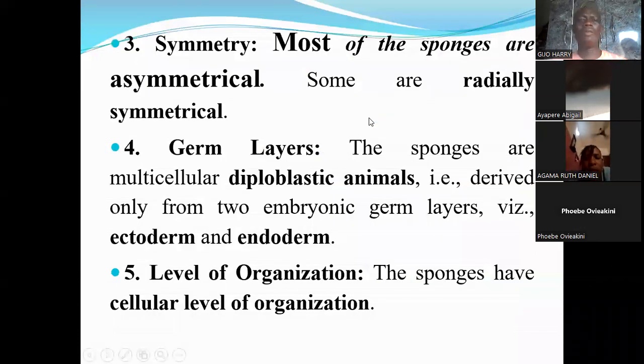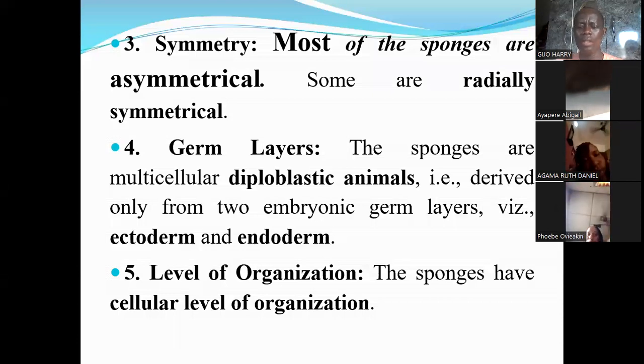What about symmetry? Most sponges are asymmetrical. Some have radial symmetry. What about the germ layers, the body layers? Sponges are diploblastic animals. They have just two embryonic germ layers, the outer ectoderm and the inner endoderm.